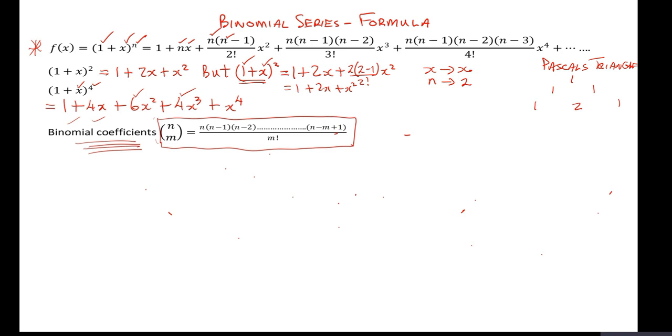Right, now having said that, how can we apply the binomial series? Well, let's have a look at this. Find the binomial series expansion for the square root of 1 plus x cubed.